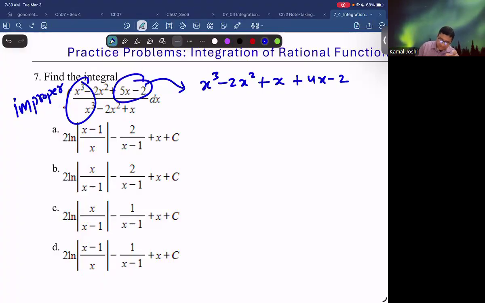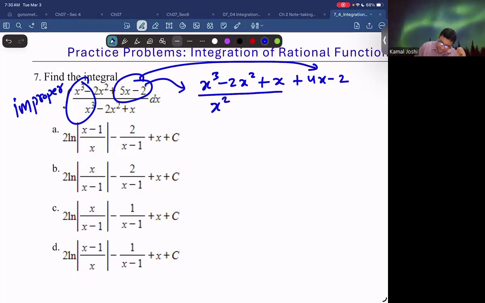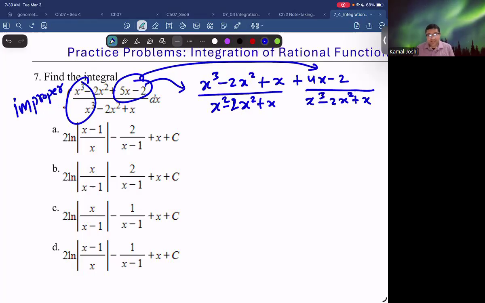I had this 5x, which I have to split into x plus 4x. That's called rewriting, okay? I'm cleverly rewriting it so that the whole expression can be split into two rational functions like that by distributing the denominator. Okay.